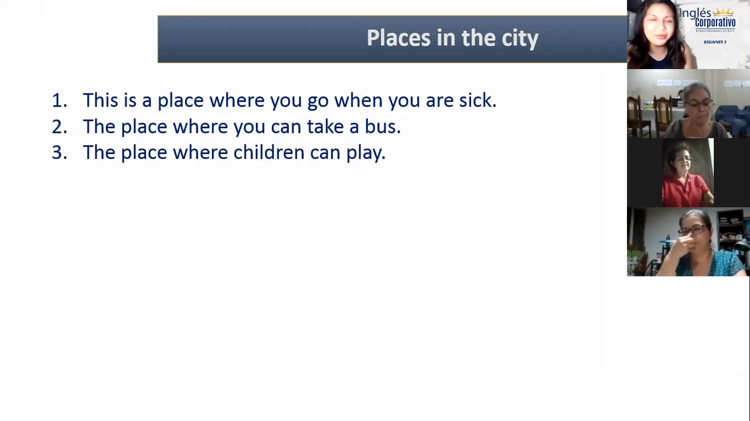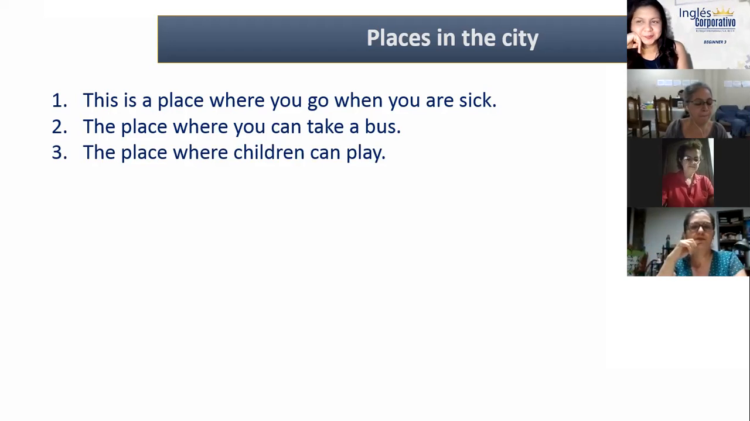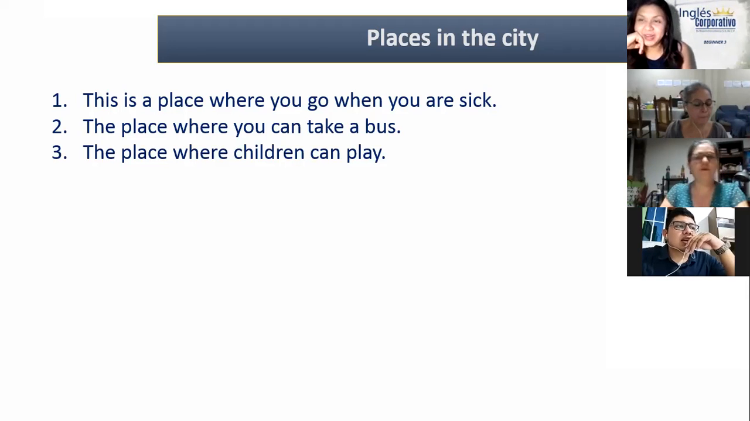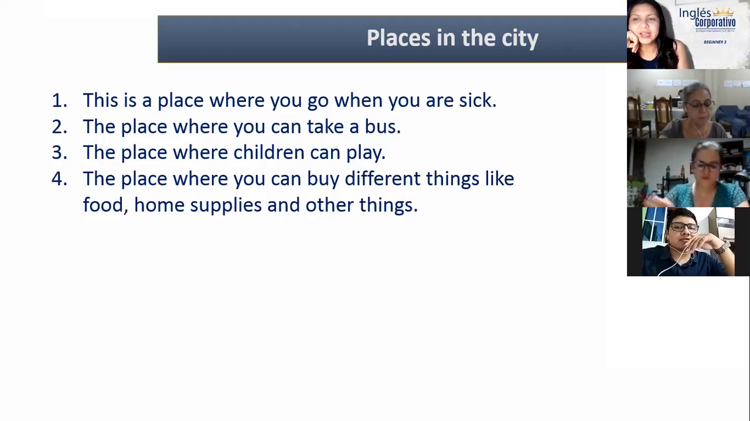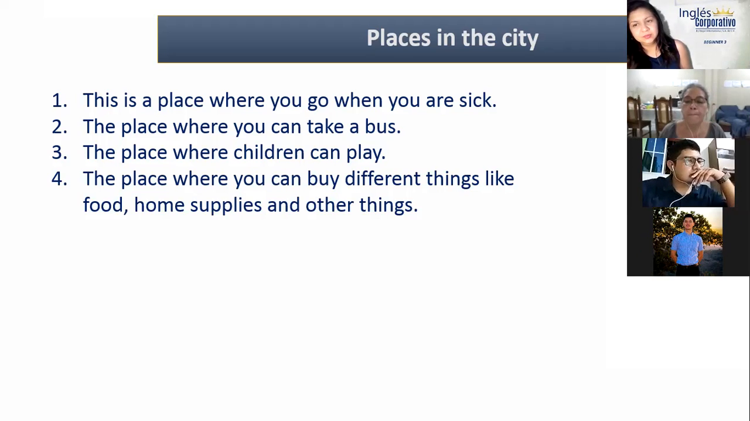Okay, number three. Eddie, please. The place where children can play. And what is it? The park. Okay. Modesta, number four. The place where you can buy different things like food, home supplies, and other things. So where can you buy food, home supplies, for example, detergent, shampoo? Supermarket.